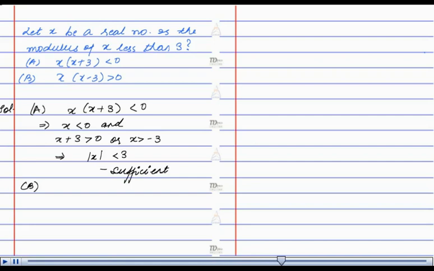From statement B, we have x into x minus 3 is greater than 0. This implies that x is greater than 0 and x is greater than 3, or x is less than 0 and x is less than 3. This statement does not give a unique answer. Therefore, only statement A is sufficient to answer the question. So, the correct answer is option number 1.